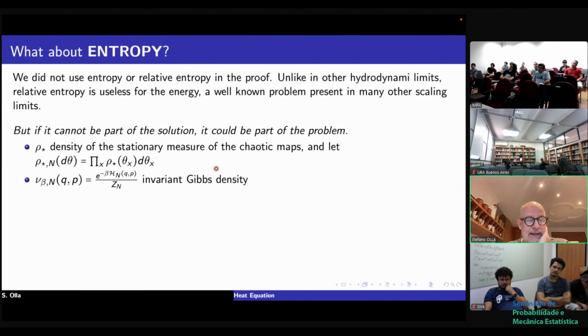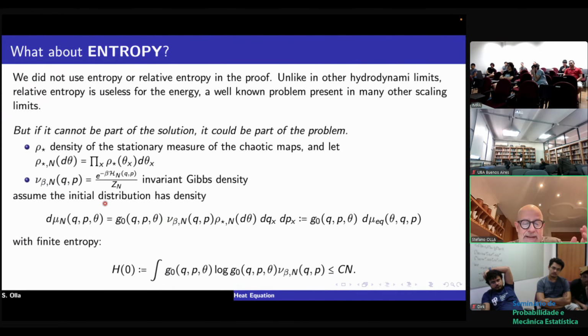Let me state it in this way. So we have a density, rho star, of stationary measure. These are the stationary measure of the maps. And then we have the invariant Gibbs density at temperature beta^-1 for the particles, position and velocity. And now you can assume that if you take nu_n(q,p) multiplied by rho star_n(dθ), you have an equilibrium measure for the dynamics.